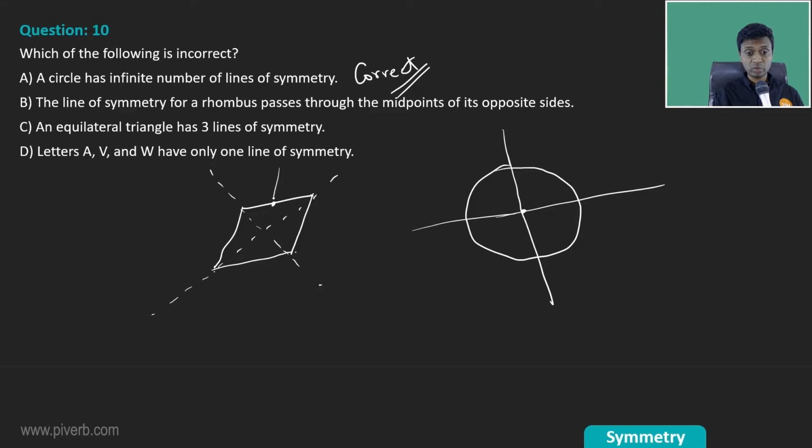Midpoints of opposite sides. So suppose we draw a line like this. Will this fold on to this? If you fold it about this line, this will get folded somewhere here. This will get folded somewhere here. So about the line joining the midpoints of opposite sides, we do not have symmetry. So the line of symmetry for a rhombus passes through the midpoint of its opposite sides. That is incorrect. It passes through opposite vertices. It's the diagonal, not anything else.